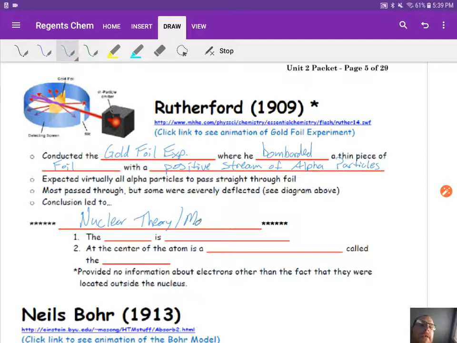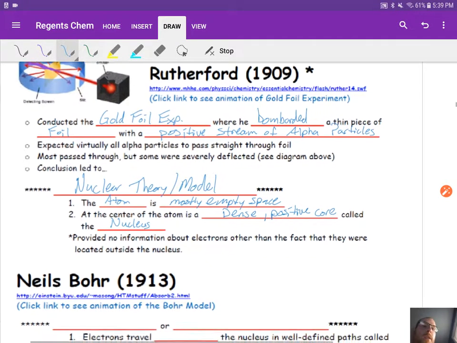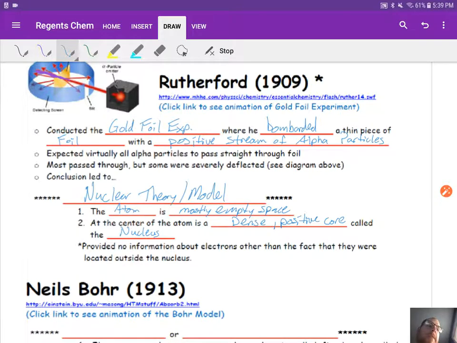So it's no longer just a round sphere. Okay, the atom is mostly empty space. At the center of the atom is a dense positive core. That is called the nucleus. Okay, you guys are probably well familiar with that. So his experiment showed us that, hey, it's mostly empty space. We have a nucleus now, and it did not give us any information about the electrons other than that they were located outside of said nucleus.